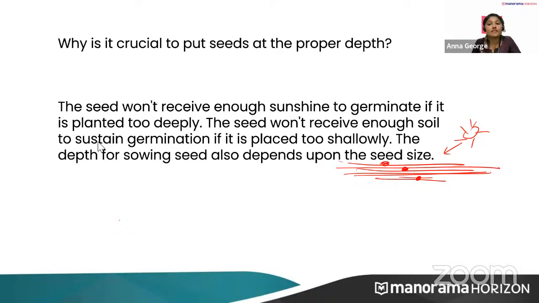The seeds won't receive enough soil to sustain germination if they are placed too shallow. The depth for sowing seed also depends upon the seed size. Why is it crucial to put seeds at the proper depth? Is it clear for you?